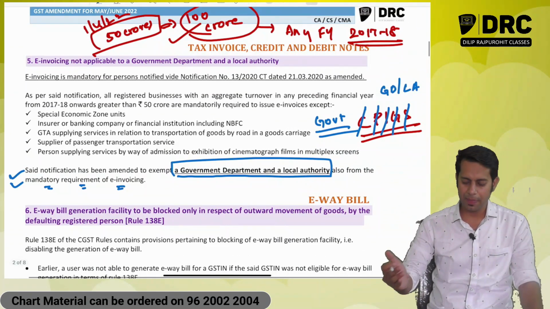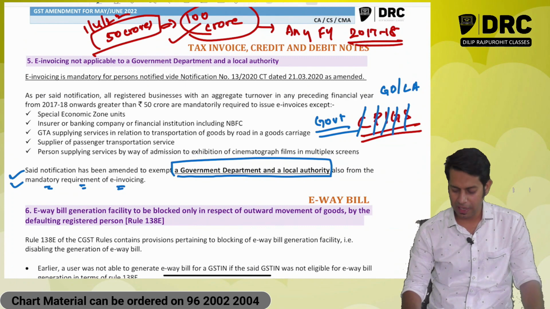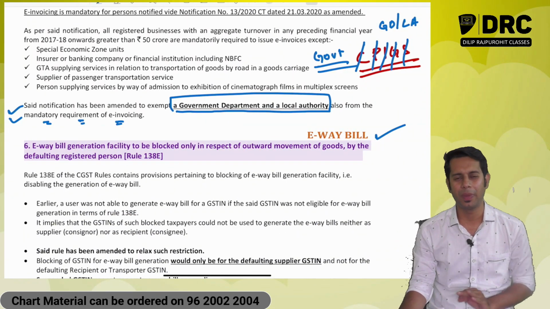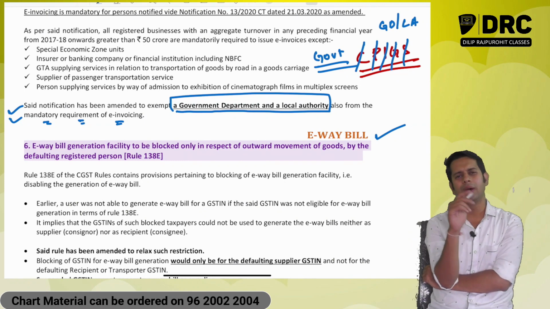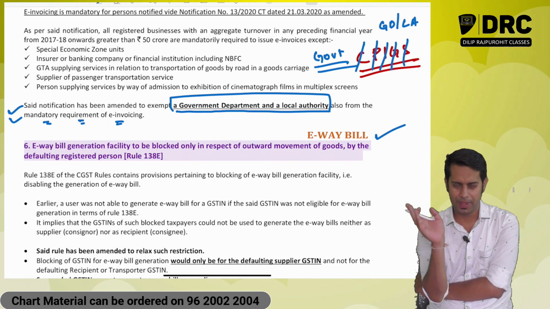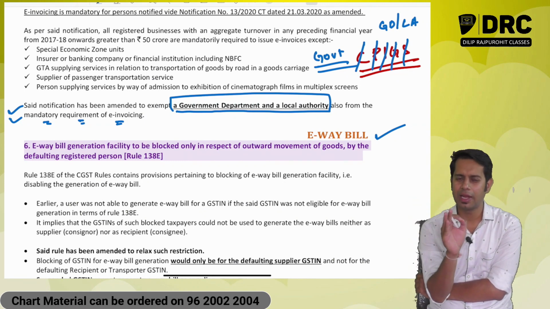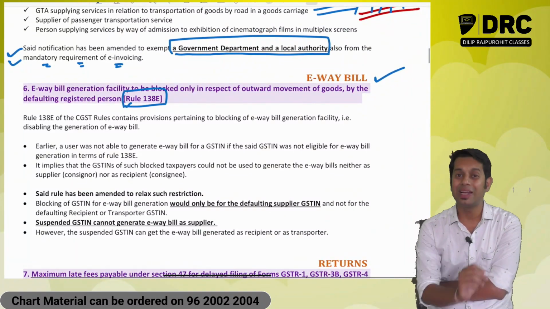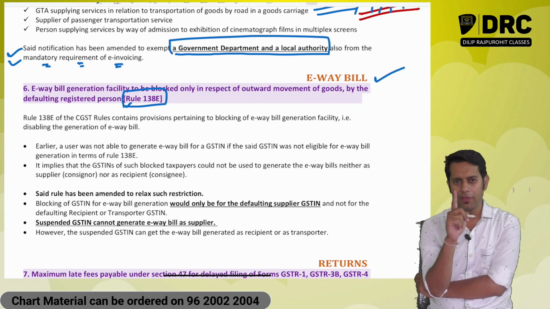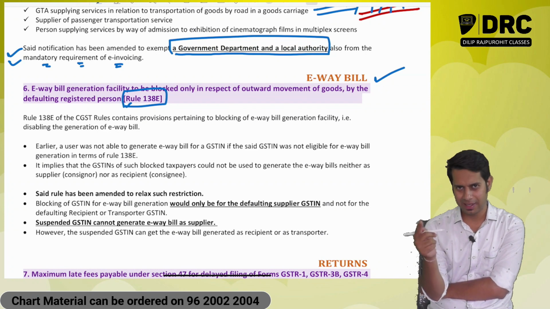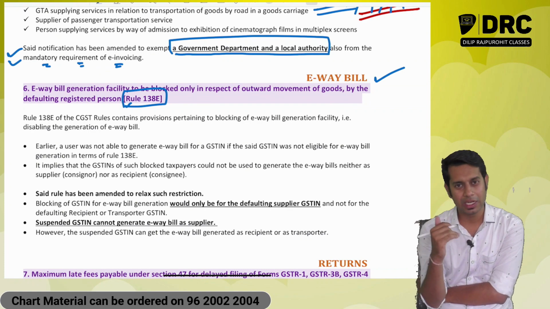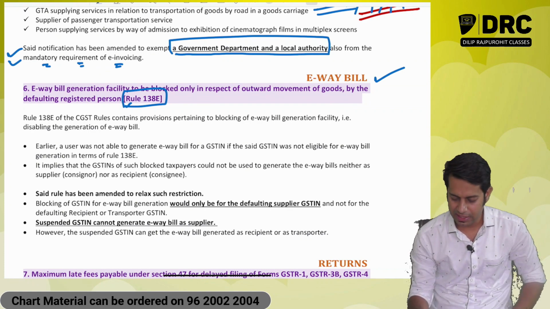Okay, so that is the only amendment in your tax invoice, debit note and credit note chapter. There is an amendment in your e-way bill topic. If you remember, they had given a restriction in rule number 138E, that if a person is not filing the return, then he will be restricted in generation of e-way bill. Now, how was the restriction before?